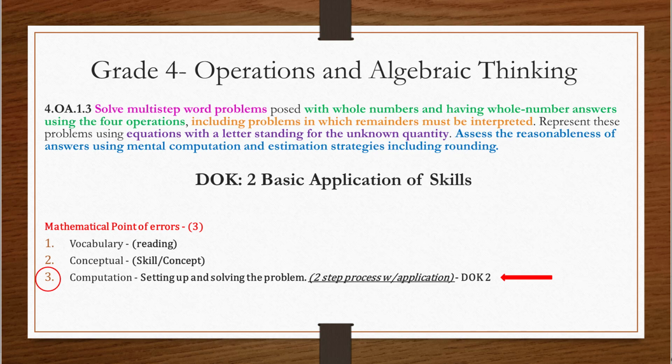1, vocabulary within the problem. 2, conceptual knowledge of the standard relating back to the skill or concepts within that standard. 3, computation, which is setting up and solving the problem, processing of the information. This consists of a 2-step process, recalling the skill and/or concepts, then applying it within the problem and solving it correctly, which is the DOK 2 level. This error is most common among students who score in the below threshold 0 to 49% red and threshold 50 to 74 yellow values of the standard.